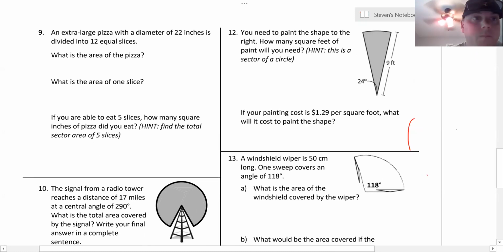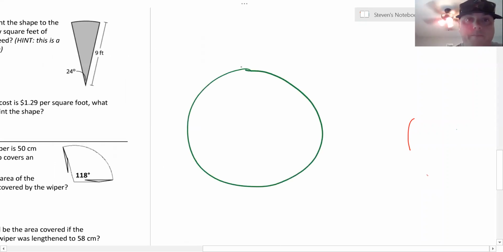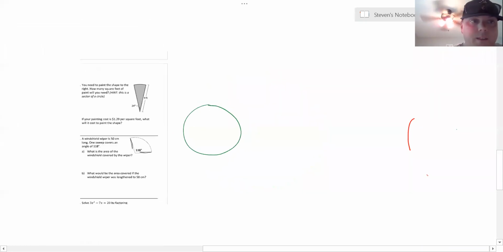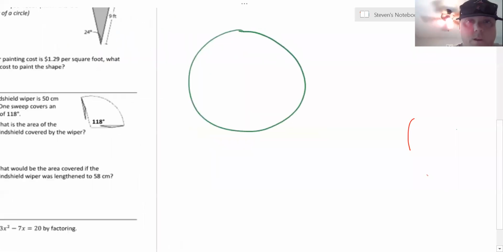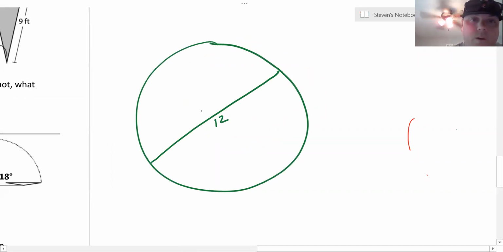All right, number 9, it says an extra large pizza with a diameter of 22 is divided into 12 equal slices. What is the area of the pizza? Okay, so this is kind of a tough one. I'm going to draw a circle over here on the side. So here's my pizza, divided into 12 equal slices. I'm going to draw a diameter, and then I have 12 equal slices.